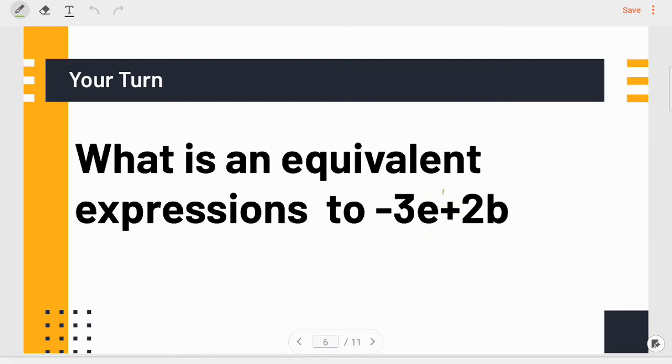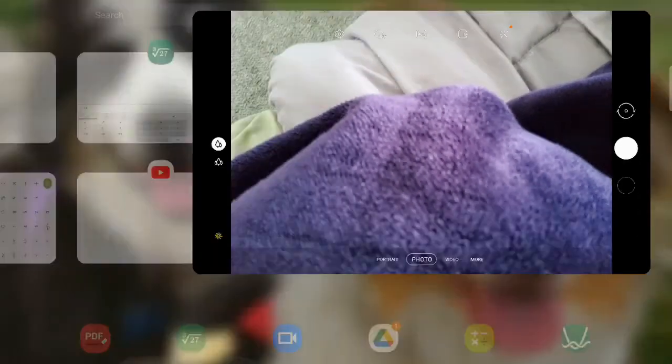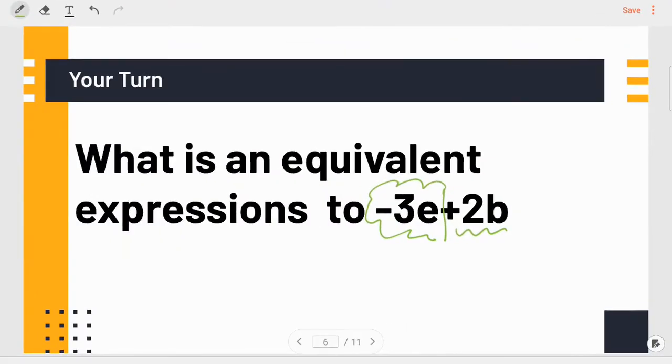So negative 3e, snip. I am breaking it down into 2 parts, negative 3e and positive 2b. How else could I write that so it would represent the same thing? Well, I'm going to reorder this. I'm going to take the positive 2b first, and I'm going to drop the plus sign because I don't need a plus sign to say that something's positive if it comes in front, and then a negative 3e. This would be an equivalent expression.